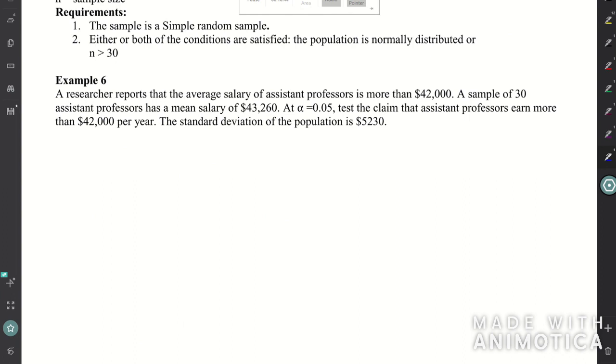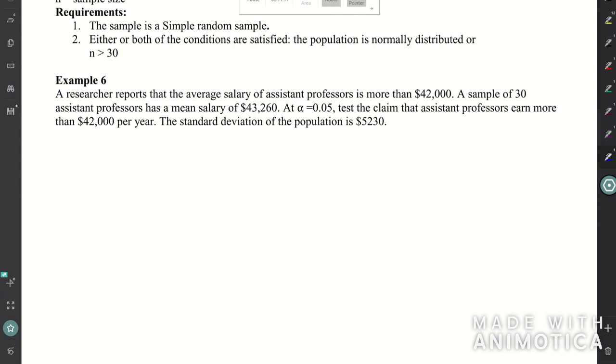A researcher reports that the average salary of assistant professors is more than $42,000. A sample of 30 assistant professors has a mean salary of $43,260. At alpha equals 0.05, test the claim that assistant professors earn more than $42,000 per year. The standard deviation of the population is 5,230.